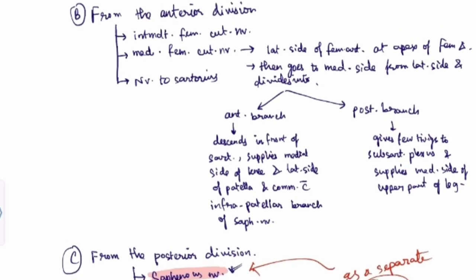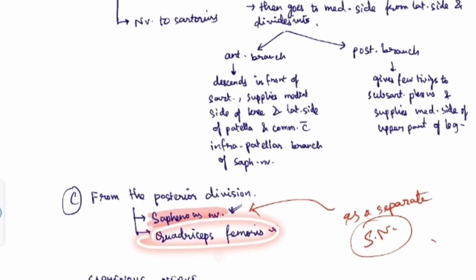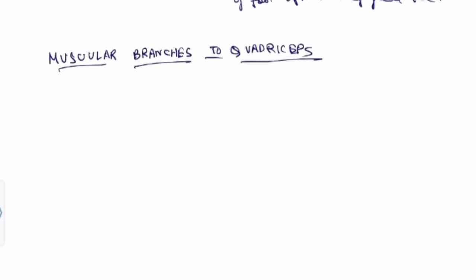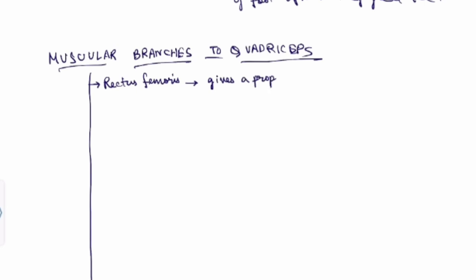I hope I remember I had told about it. This one is not that important, but you should know about it. Four branches will exist. One will go to rectus femoris. So this is the nerve to rectus femoris. The nerve to rectus femoris also gives a proprioceptive, joint position sense, branch to the hip joint.